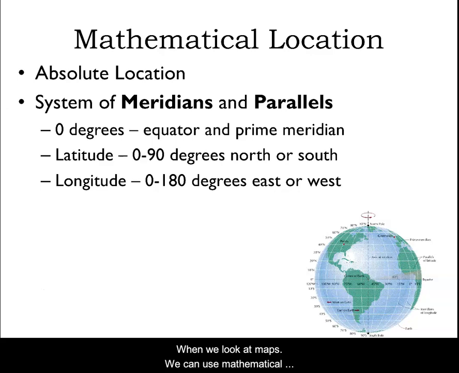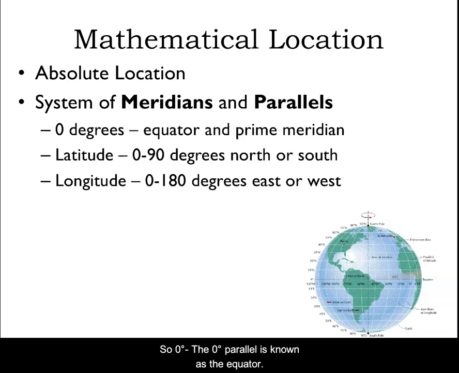When we look at maps also, we can use mathematical location. You've seen these grid patterns on globes and maps that you've looked at before. The lines that run from the North Pole to the South Pole, those are called meridians. The lines that run from east to west, from the equator all the way up to the North Pole, and from the equator down to the South Pole, those are called parallels.